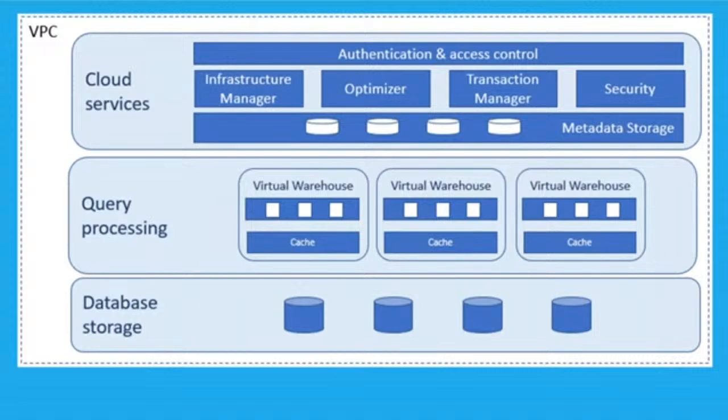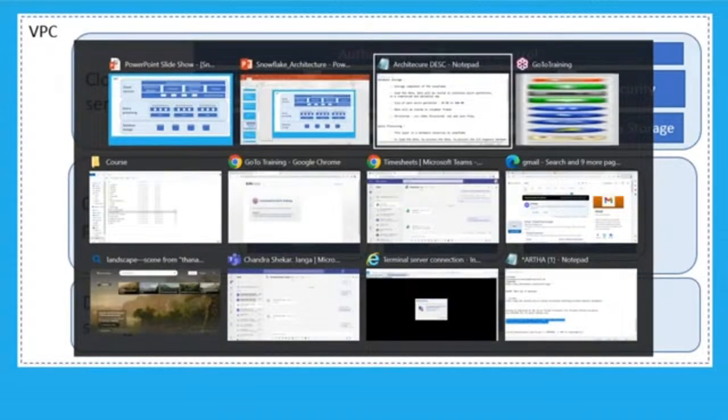So we have a cloud services layer, then a query processing layer, and then a database layer. I am repeating once again because this Snowflake architecture is very important. Damn sure you will get one or two questions on the Snowflake architecture in every interview, in all the companies you go to. That's why I am repeating. Now we will discuss one by one.